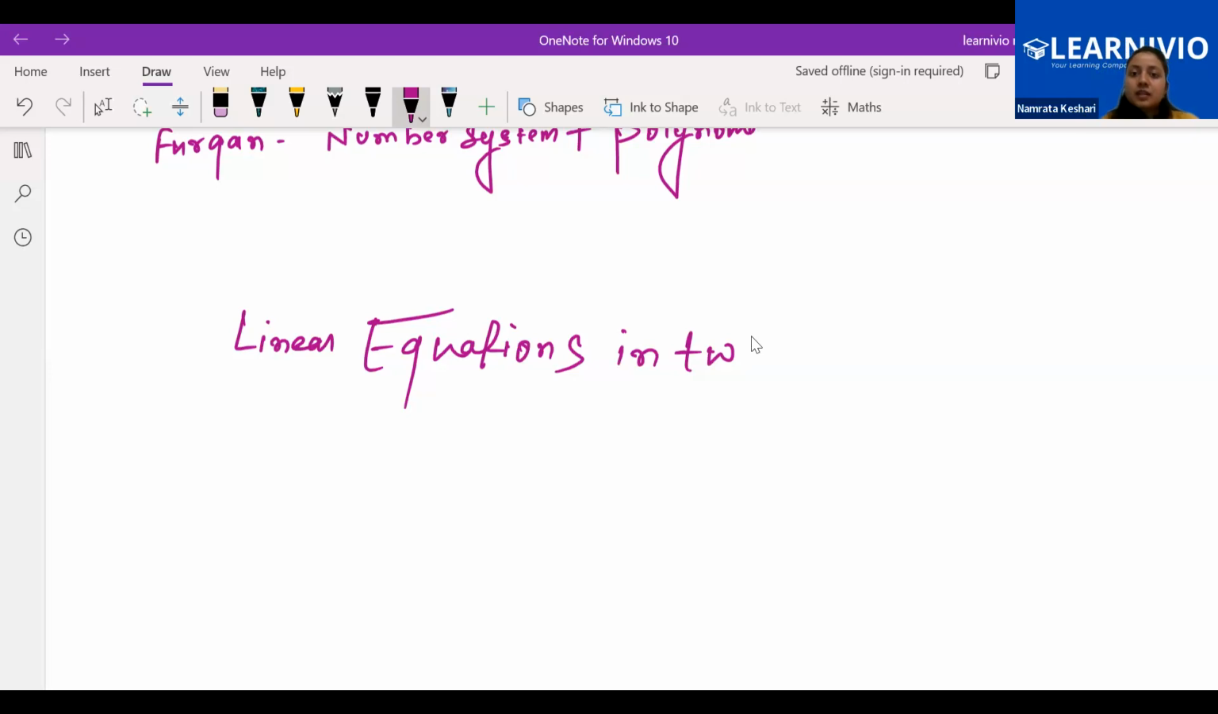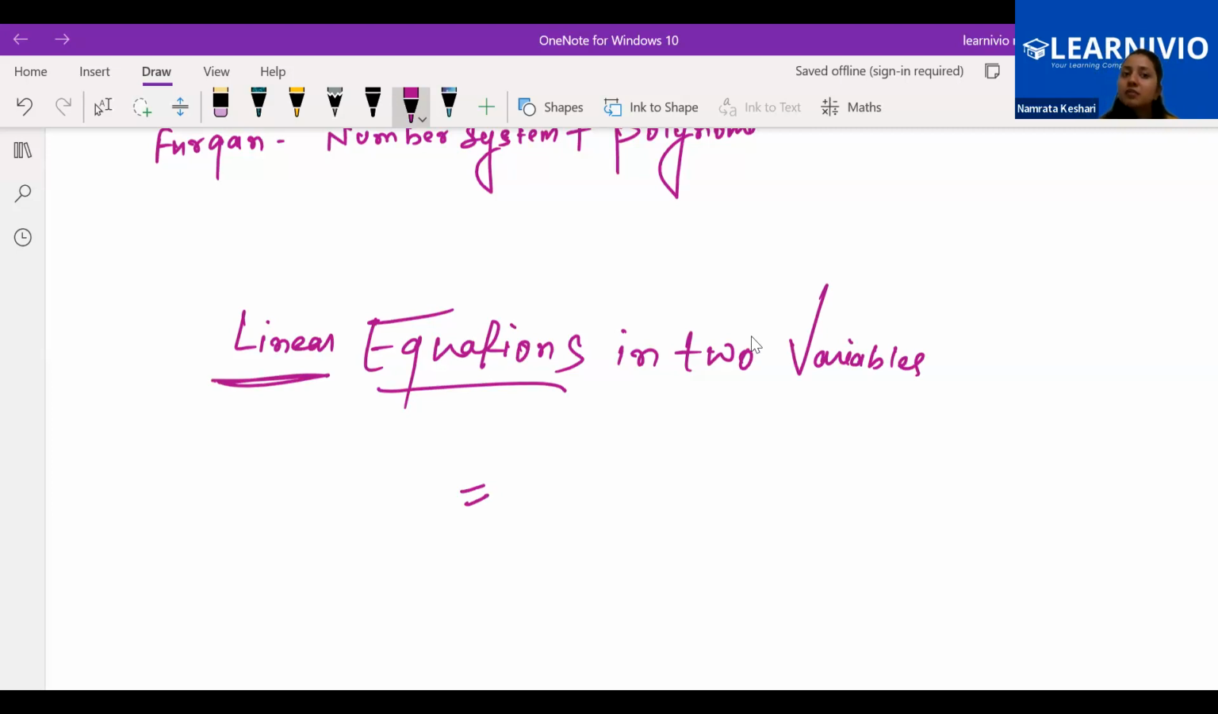Linear equation in two variables. So linear polynomial, this name you must have heard. When the degree of the polynomial was 1, that's called a linear polynomial. Here we are going to talk about linear equations. Equations means there will be an equality sign.